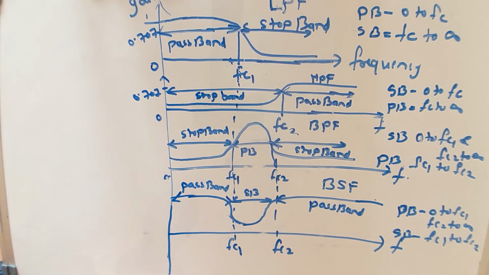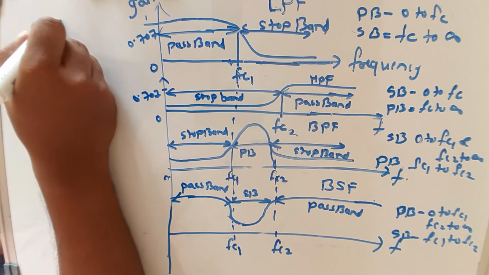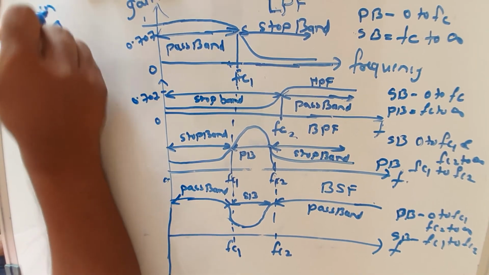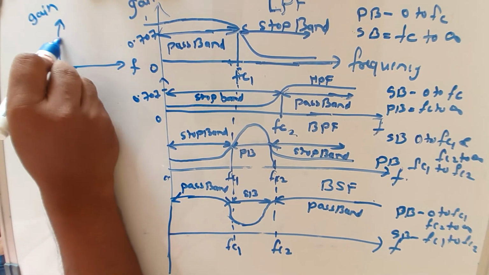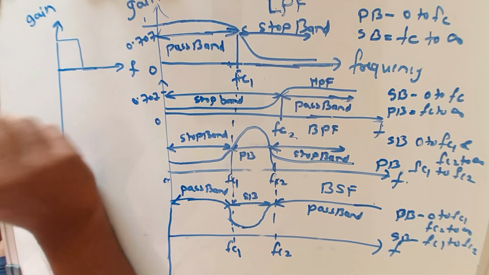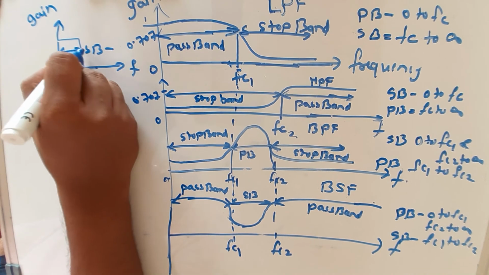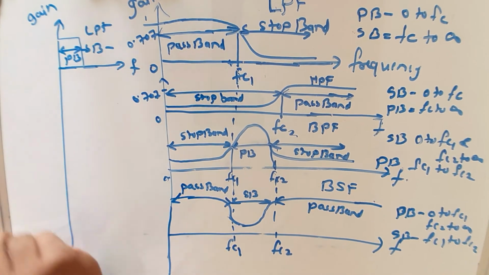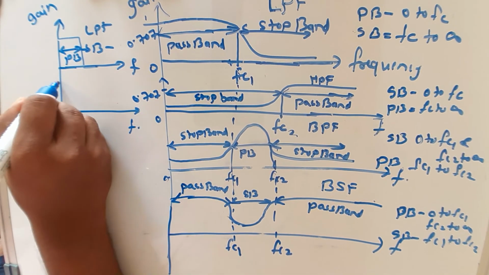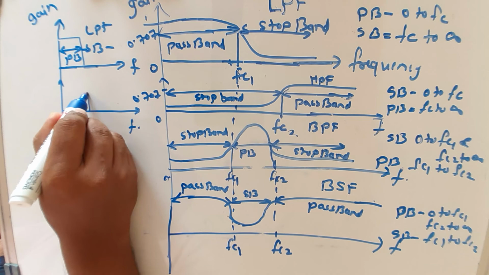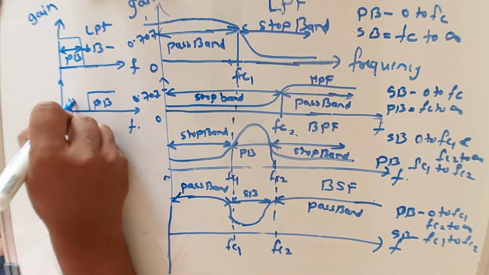So this is a practical curve. The ideal curve looks like this. This is gain versus frequency. For the low pass filter it is like this. This is the pass band and this is the stop band, low pass filter. Just check it, it looks like this. Similarly, frequency versus gain for the high pass filter is like this. So this is a pass band, this is a stop band.